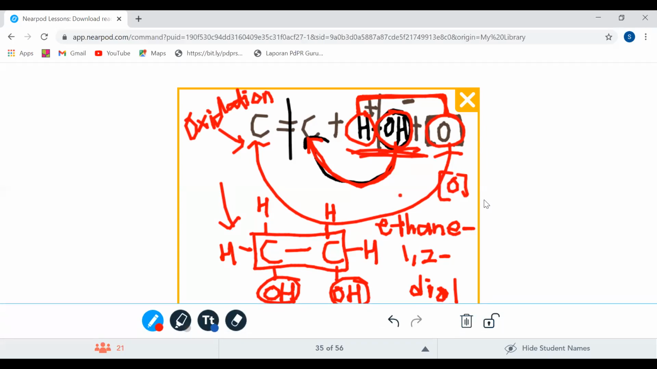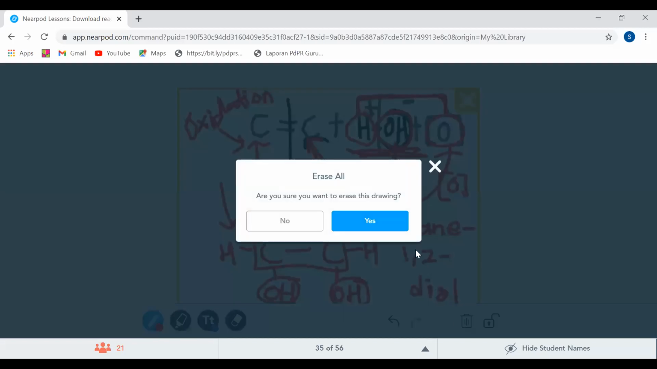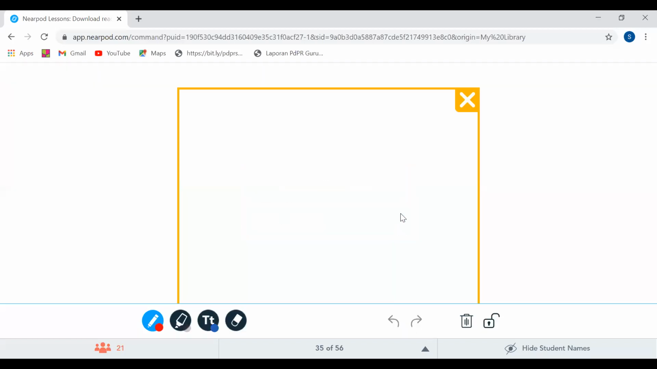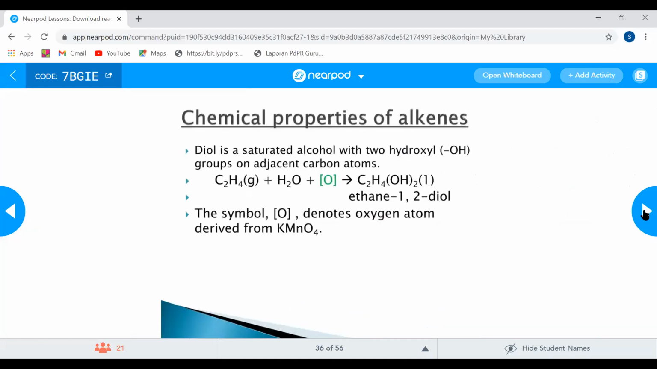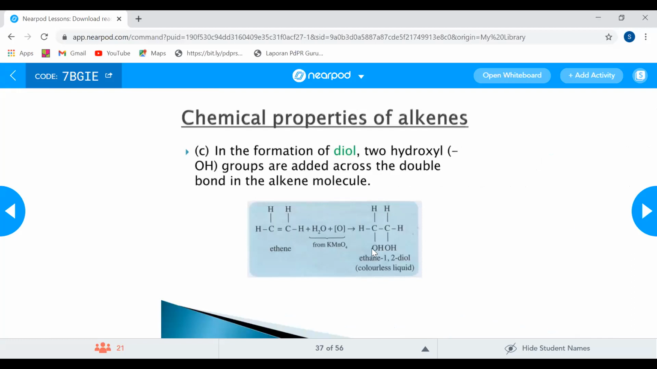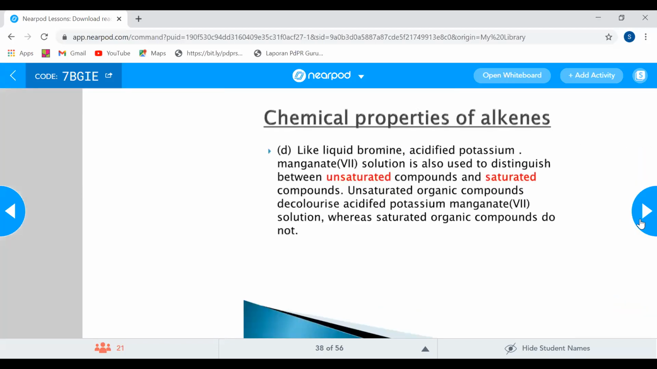Okay, I'm going to stop this screen and go back to my slides here. So you look, I see the oxygen in the bracket. For sure, I know it is an oxidation reaction. Just like how I told you, one OH goes here, another OH goes here. So purple from my potassium manganate becomes a colorless liquid.